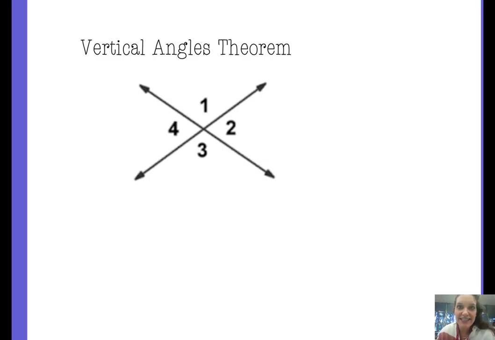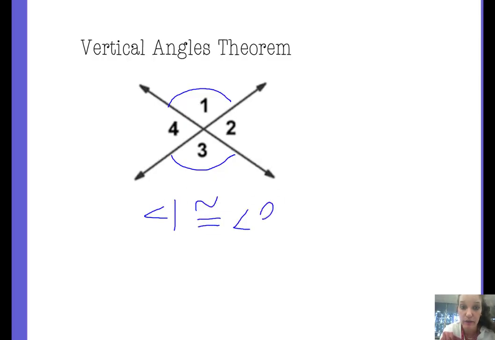The vertical angles theorem is the justification whenever you have vertical angles. We know vertical angles are always going to be congruent to each other. So in this situation, angle 1 and angle 3 are vertical angles. So we could say angle 1 is congruent to angle 3 by the vertical angles theorem. That would be on the right side of your proof as your justification.